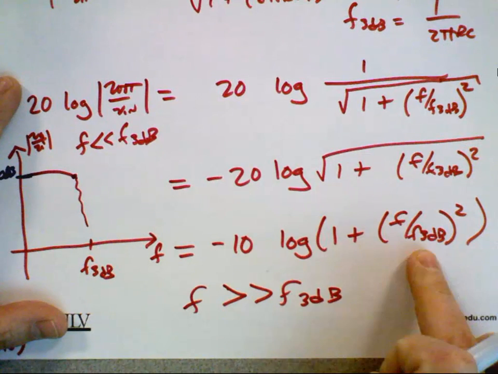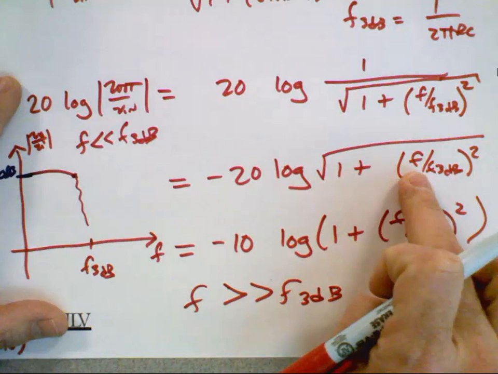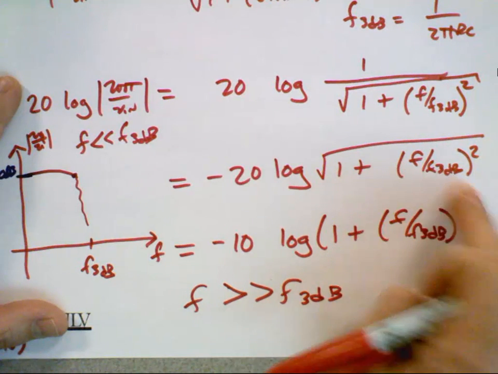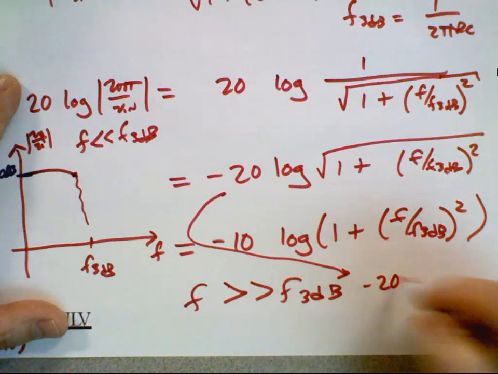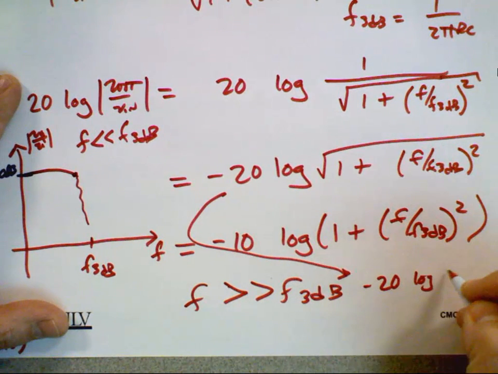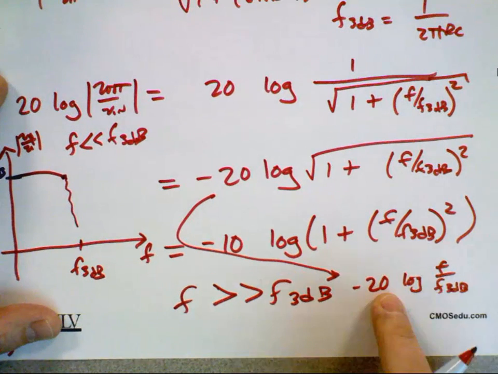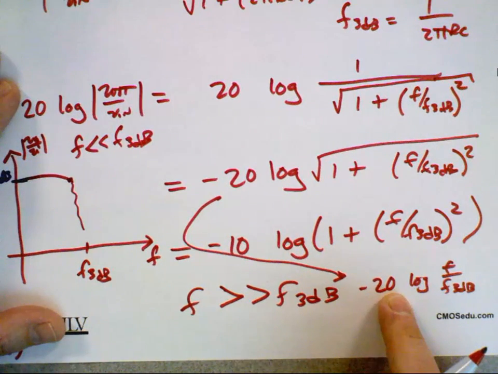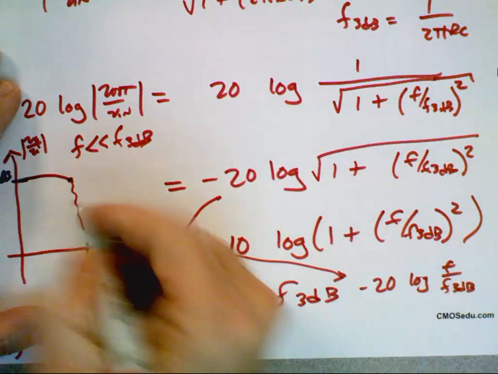Okay, and then if F is much, much greater than F3dB, this term just essentially goes to F over F3dB. We'll come down here. And if this is the case, we get minus 20 log F over F3dB, which if F is increasing, what does that mean? The minus sign. It keeps getting bigger and bigger and bigger. It just rolls off like this.